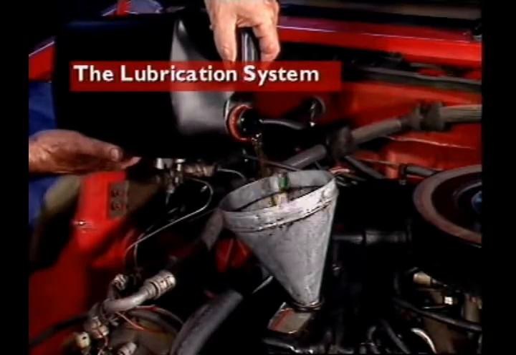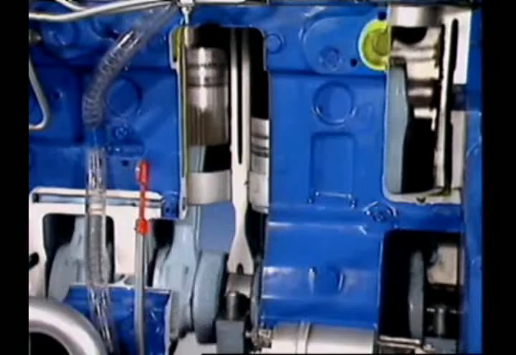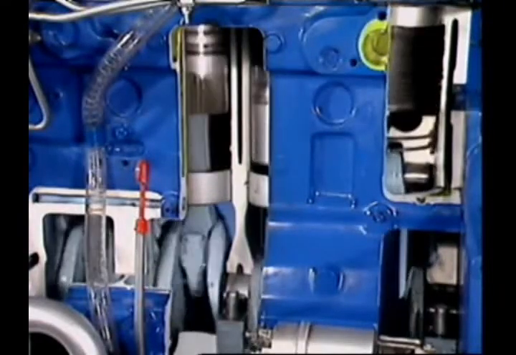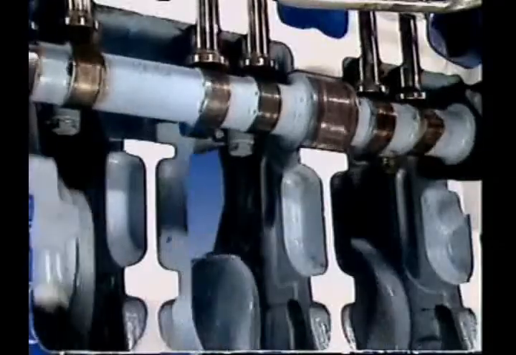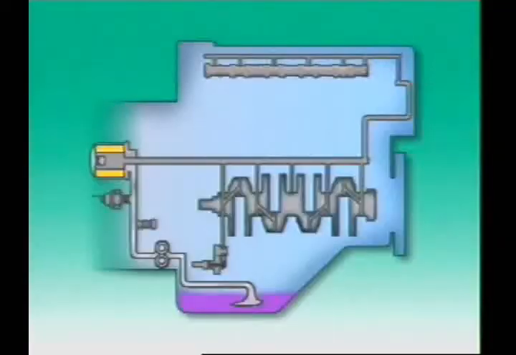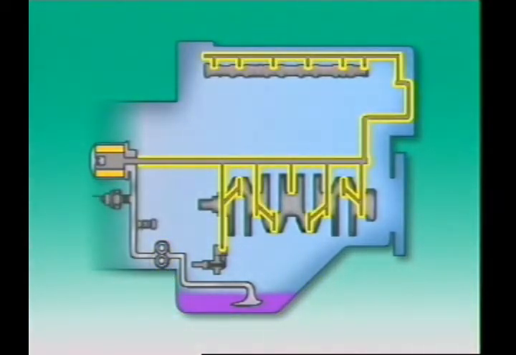This section examines the lubrication system. All moving parts in an engine require lubrication, that is, the application of oil to moving parts to reduce friction between them. A lubrication system distributes oil through the engine. A typical lubrication system consists of an oil sump, an oil pump, and oil galleries.